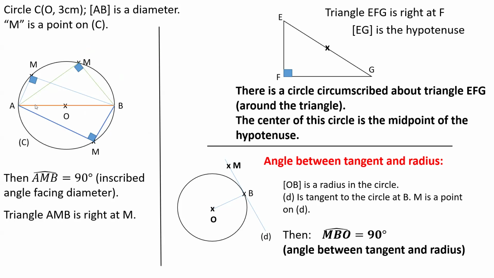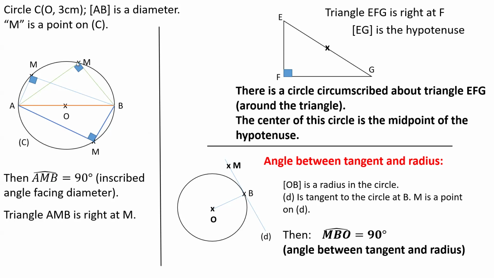AB is a diameter, so I draw AB, a line passing through the center of the circle. And I take a point M on C. On C means on the circumference of the circle. Here I took M in 3 different places to show you that wherever you take M, it's correct. So we can take M up here, or here, or here.